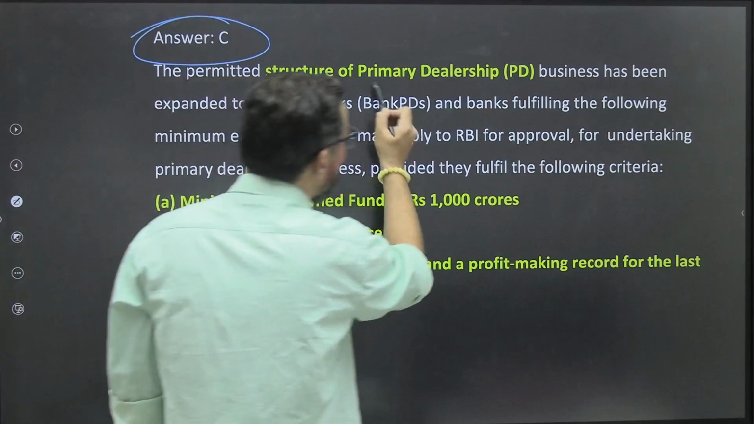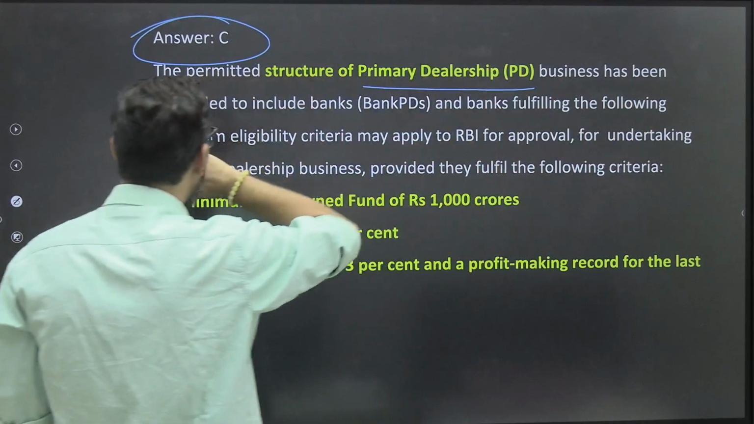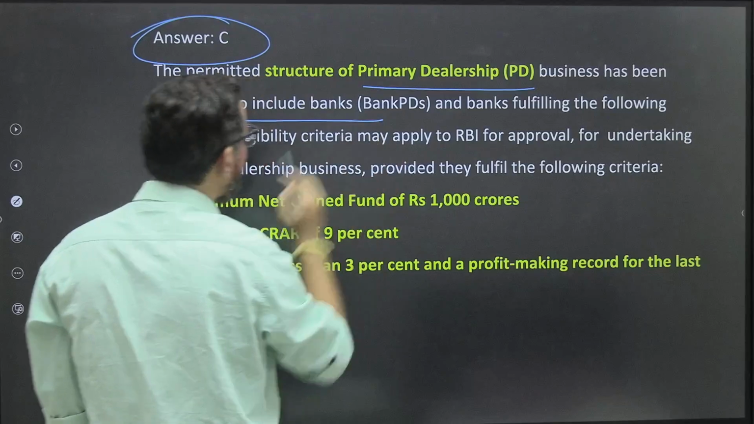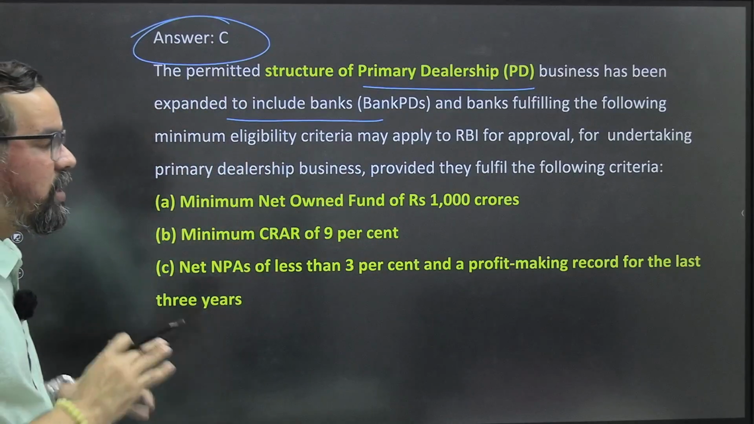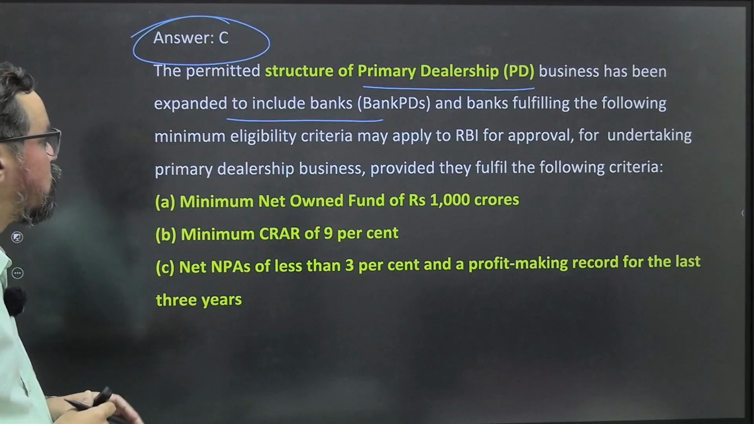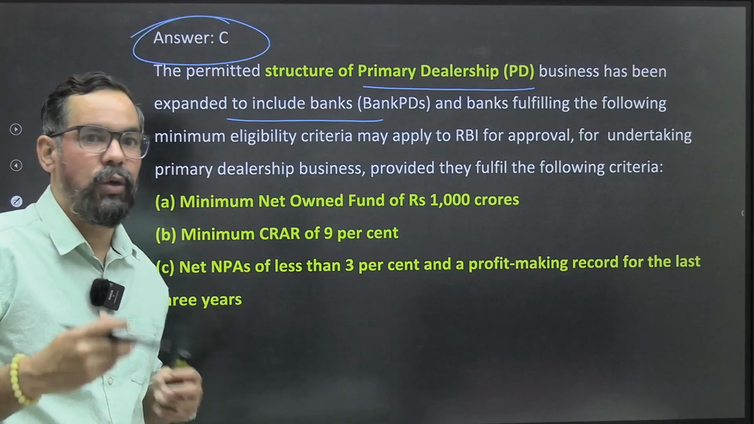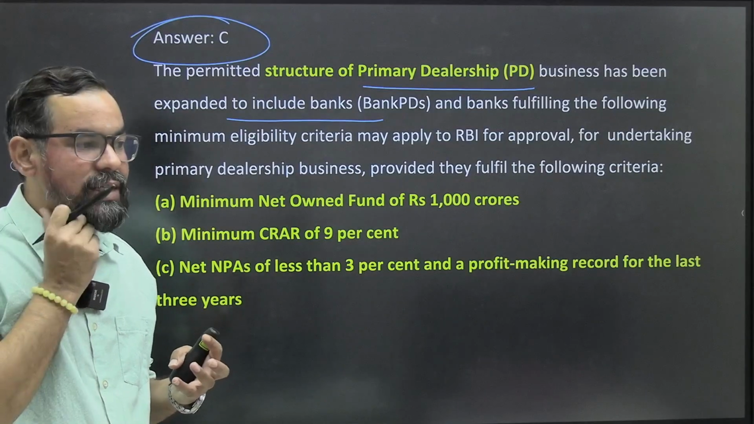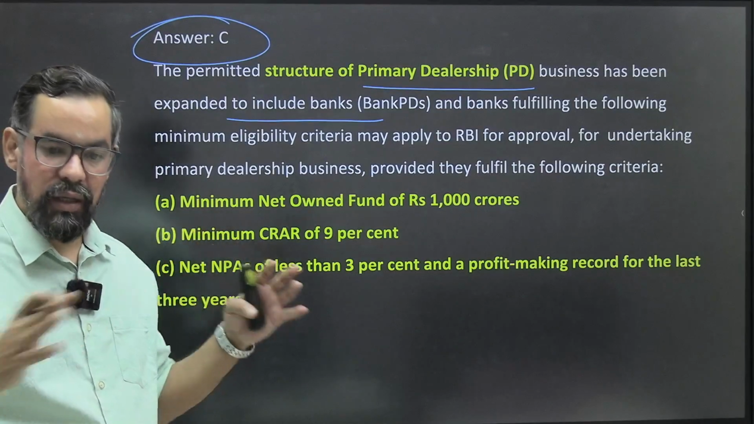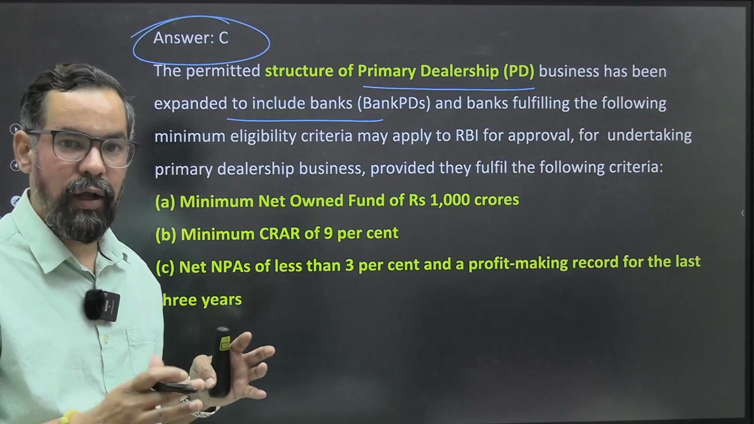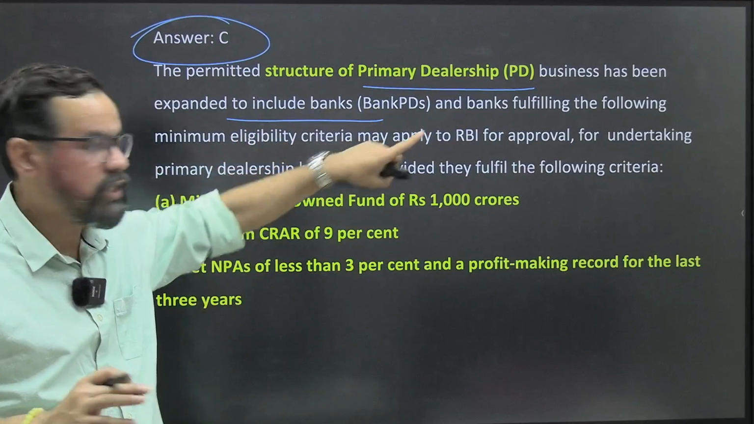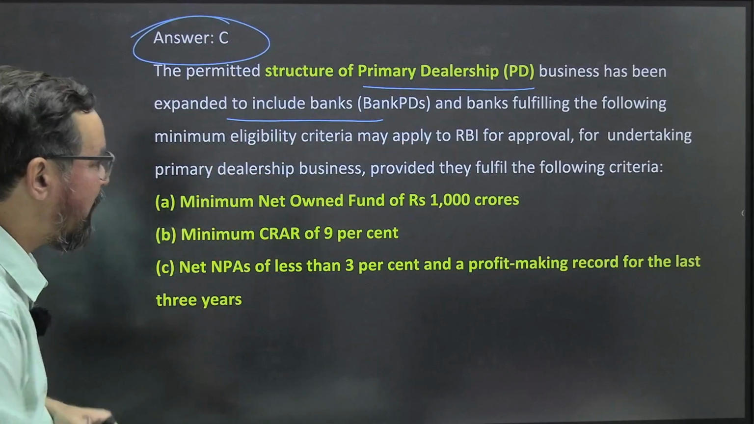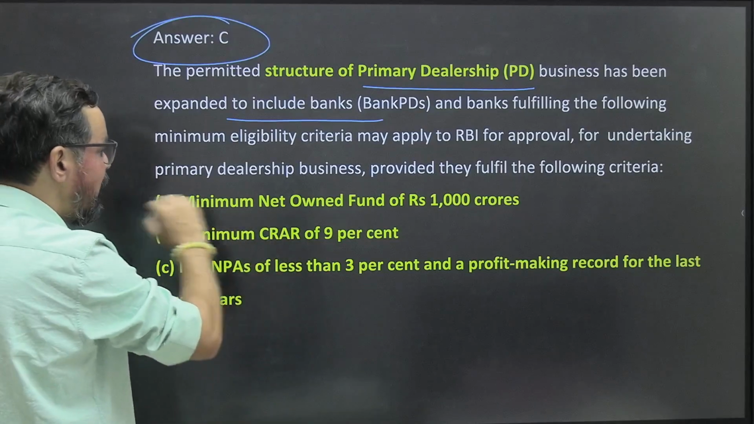So the structure of primary dealership business has been expanded to include bank PDs, जिनको हम लोग आपका बोलते हैं. ठीक है, so banks can have two types of primary dealers. One is a dealership as a subsidiary model. Another one is bank PDs.